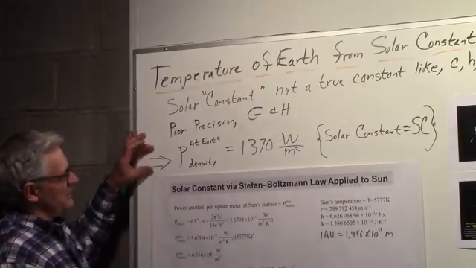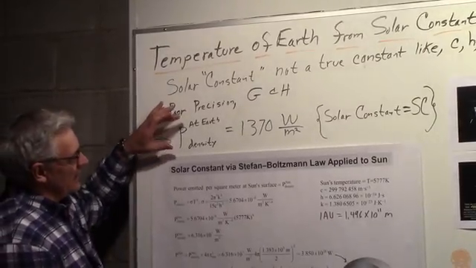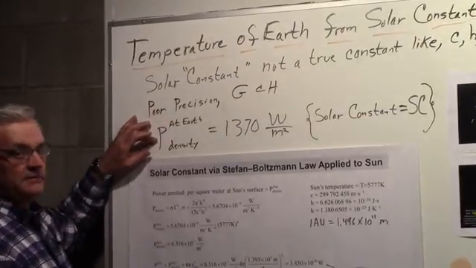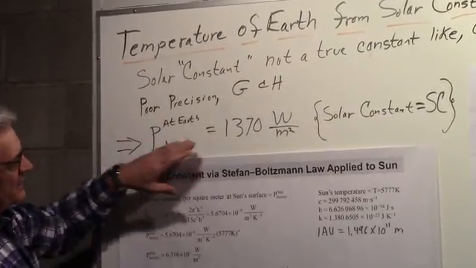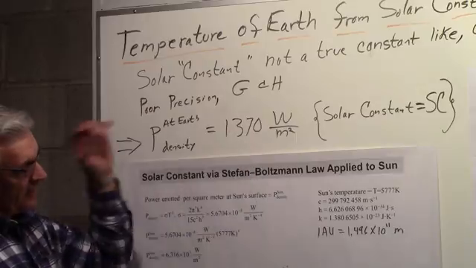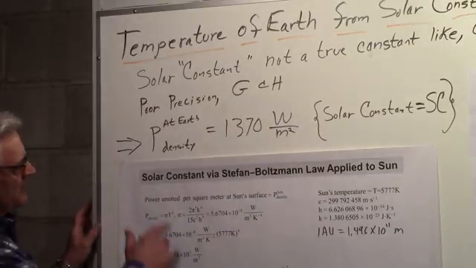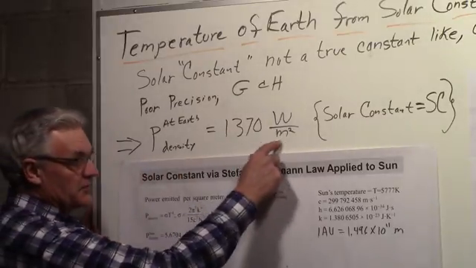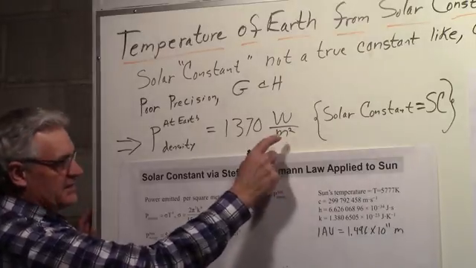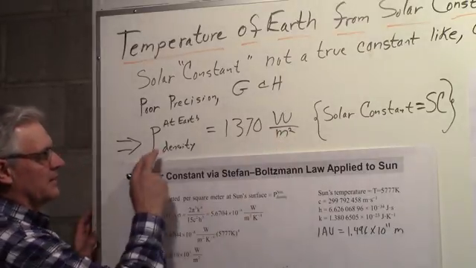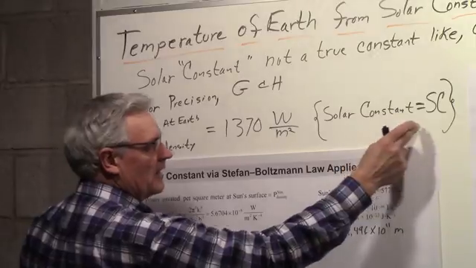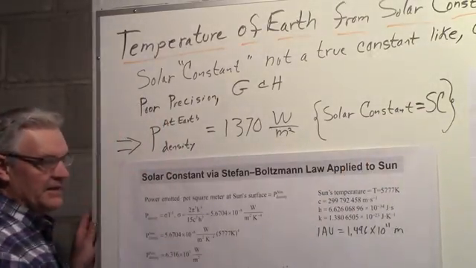And what we'll use is that at the Earth, the power density is 1,370 watts per meter squared. So the word density over here refers to a surface area density, per meter squared. So that's the solar constant, and we're going to abbreviate that as SC.